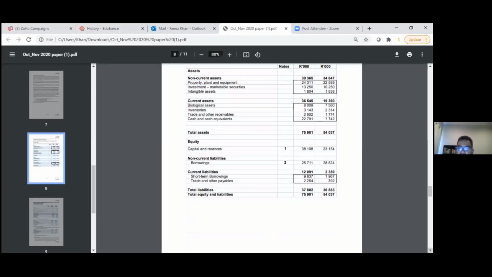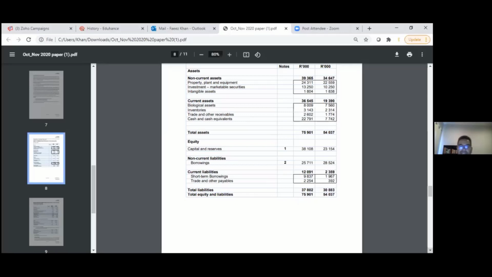that 25,711. And then under current liabilities we have short-term borrowings, trade and other payables. So that's it. What's very important when it comes to WACC is that we are looking for long-term finance, long-term interest-bearing debt, and all equity. So it's very important to look under current liabilities to see if there is any short-term finance relating to long-term loans. Just keep that in mind.